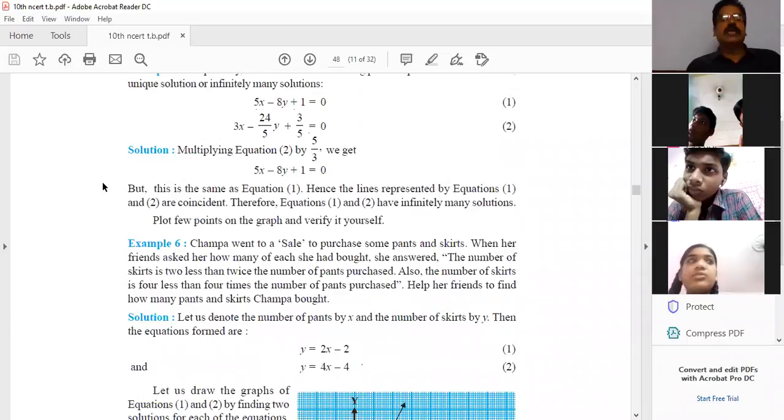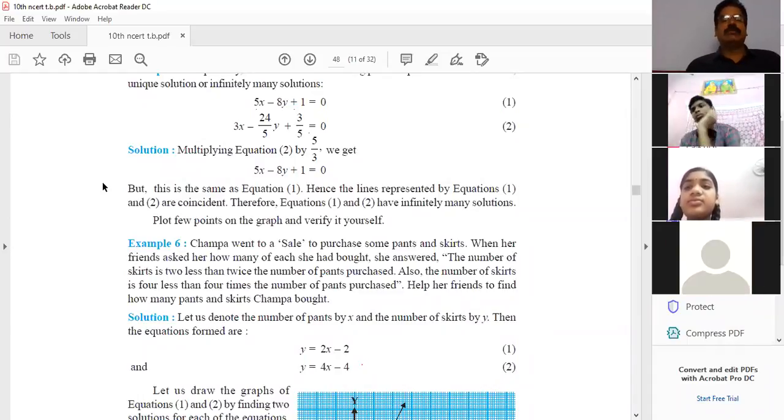After simplifying the second equation, you multiply by 5 on both sides and you get 5x minus 8y plus 1 equal to 0. That's the same as equation 1. Both equations are the same. If you give it in fractions, do the LCM and multiply by 5 by 3, you again get the same equation.